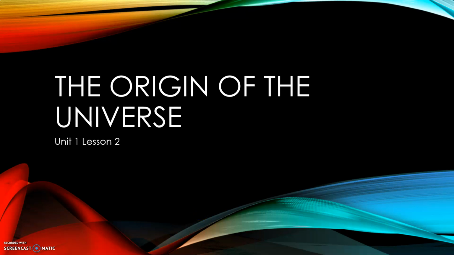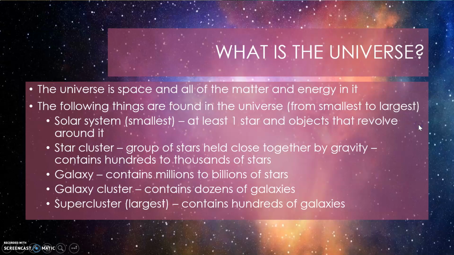Hello, today we're going to talk about the origin of the universe. So what is the universe? The universe by definition is space and all the matter and energy in it. There are 5 major things that are found in the universe, talking about them from the smallest in size to the largest. The solar system, the star cluster, a galaxy cluster, and a supercluster.